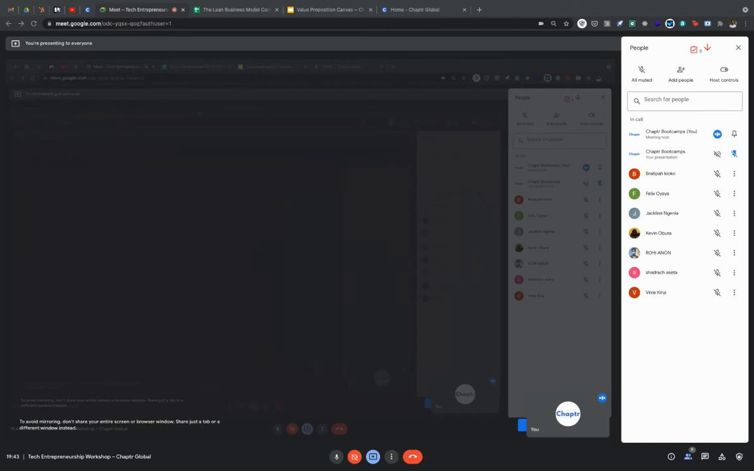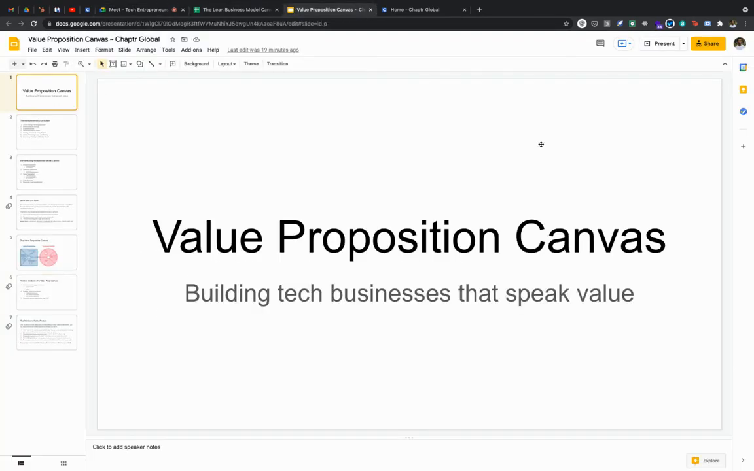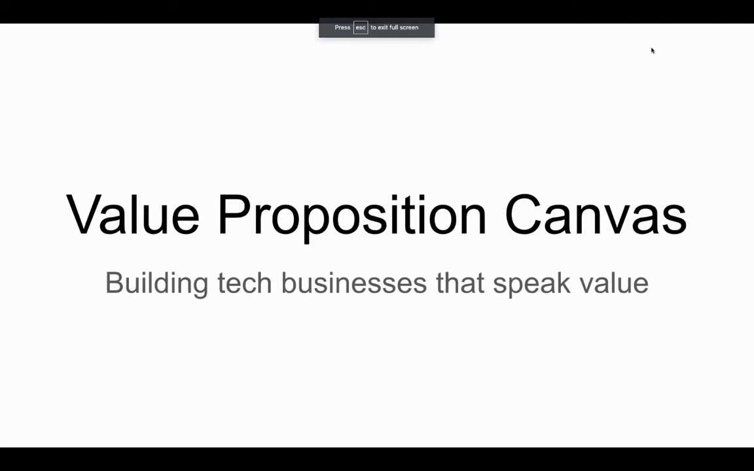We can get started. That video is recording, and today we'll be talking about something very, very interesting. Today in our tech series, we'll be talking about the value proposition canvas. This is not usually a common thing that people talk about time and again, but it's one of the most important aspects when it comes to starting any particular startup. It's about how you articulate your value propositions.